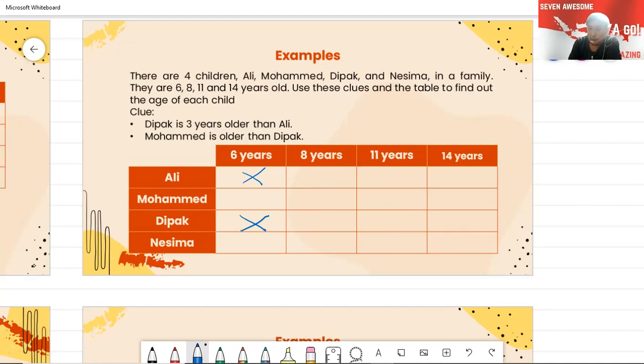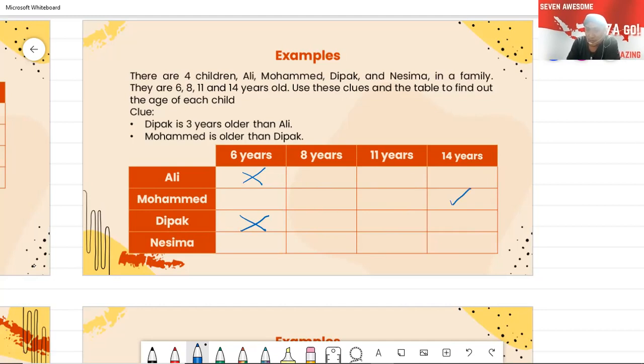Now, Mohammed is older than Deepak. Okay, so, well, it's obvious. Okay, so Muhammad is older than Deepak. Deepak is 3 years older. Okay, so this is Muhammad.